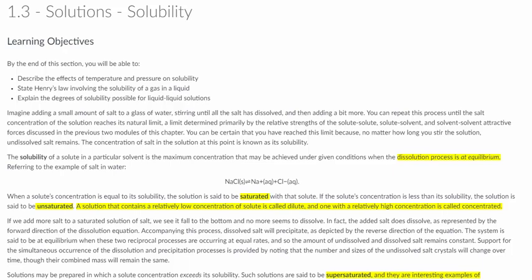Many of the terms we use to describe a solution are related to solubility. The solubility of a solute in a particular solvent is the maximum concentration that may be achieved under given conditions. We can call a solution saturated, unsaturated, and supersaturated. A saturated solution means that the solute's concentration is equal to its solubility.